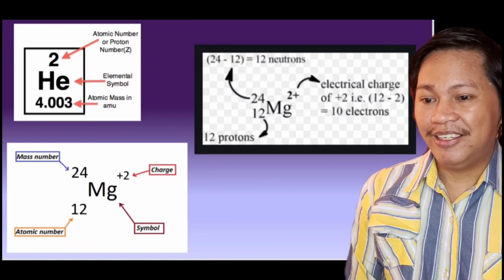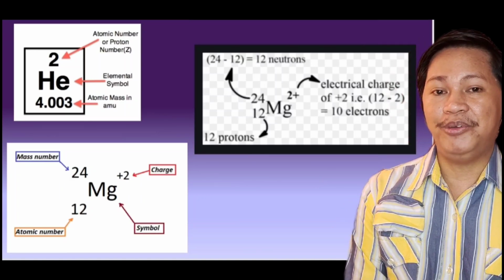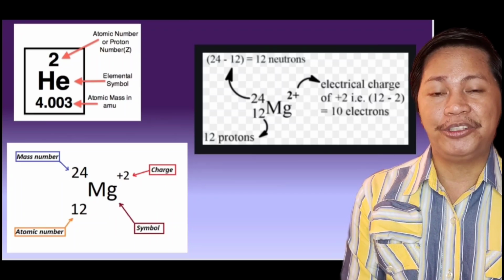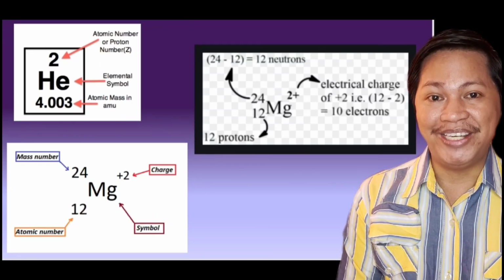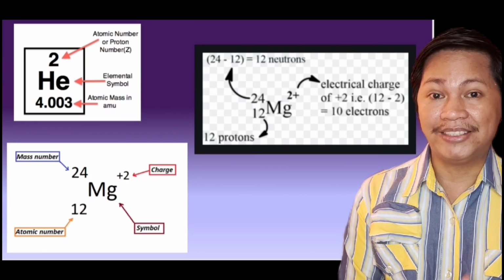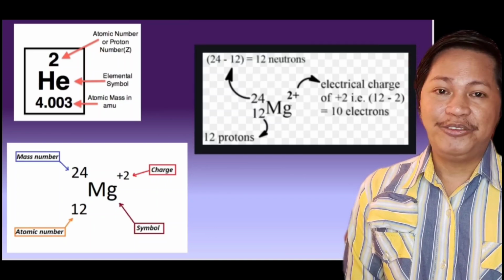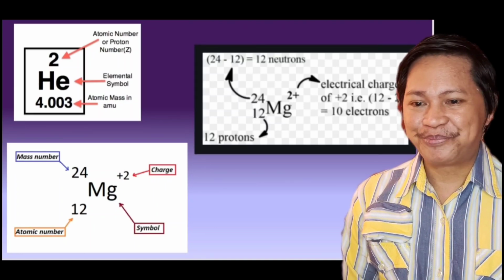So again, atomic number or number of protons can be written also as capital Z, and then atomic mass in AMU class. That AMU there stands for atomic mass unit. Again, the AMU stands for atomic mass unit. So 4.003, of course, it will be rounded to 4.